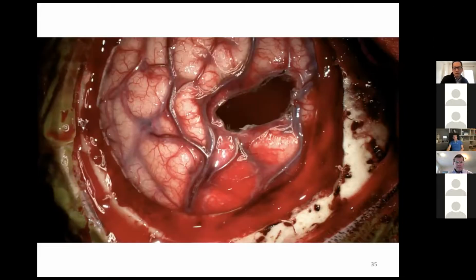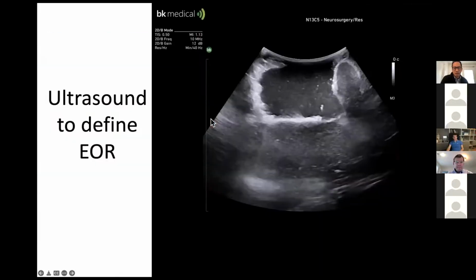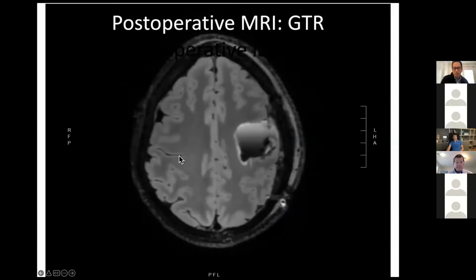So this is the resection, again, moving through the speech arrest area. And ultrasound is also used. Again, you just fill the cavity with fluid and you can see the inferior extent of resection as well as the boundaries. And the post-op MRI shows the gross total resection, again, with care to protect the corticospinal tract, posterior rolandic cortex, and language areas below.